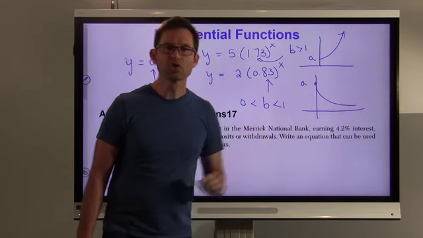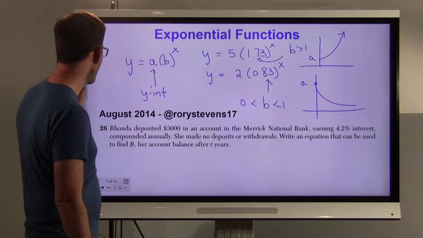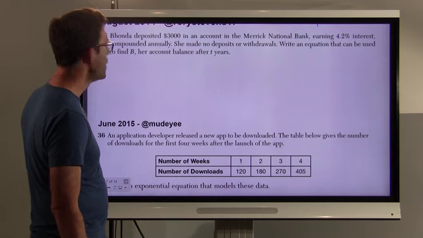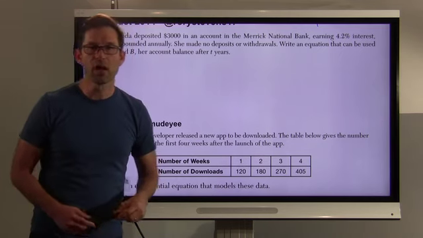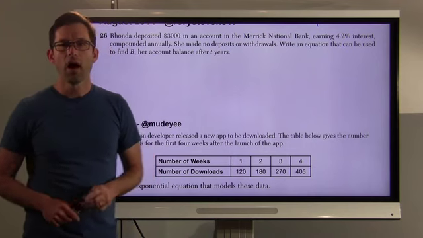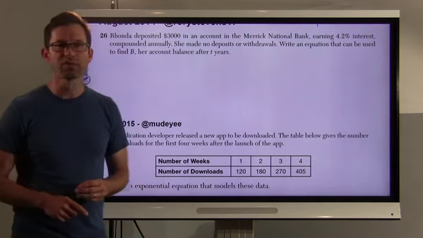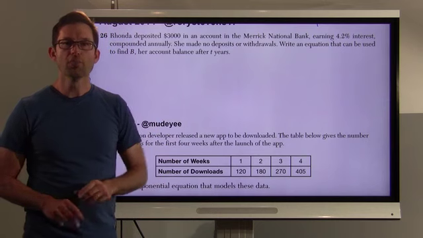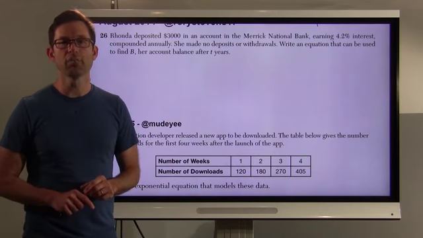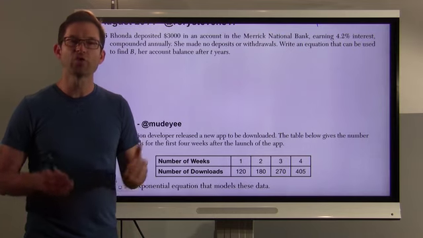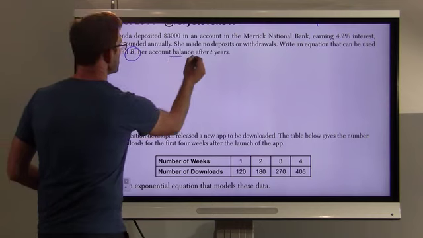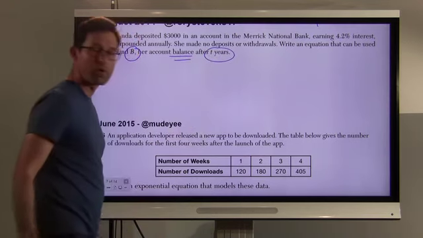Okay? So let's jump into an exponential function problem. August 2014. Rhonda deposited $3,000 in an account in the Merrick National Bank, Long Island, earning 4.2% interest compounded annually. She made no deposits or withdrawals. Write an equation that can be used to find B, her balance, after T years. Okay? So B is her balance. T is the number of years.